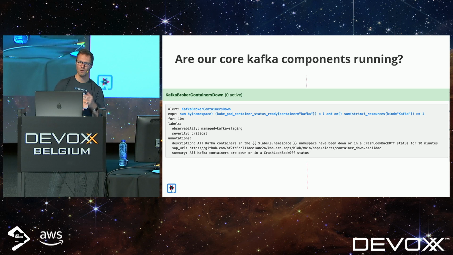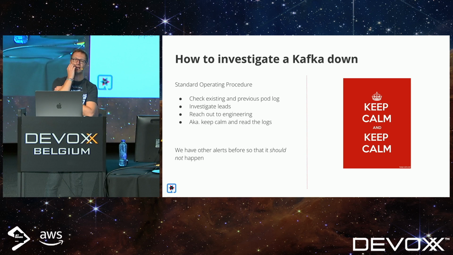Let's protect our core value, which is, let's say, the Kafka broker. So here we want to say, okay, if we have a thing in the namespace, is the status of those pods ready, and is the Strimzi resource saying that it's ready? If it's not the case, then we have a problem. And to investigate a Kafka down, due to the stateful aspect of it, it's like a keep calm and, well, keep calm. So again, get the logs, investigate what's going on, investigate any leads. It's a very wide, open-ended standard operating procedure, because this is the one thing that should not happen, because we would have lots of other procedures to anticipate that problem, right? And very quickly, you might want to reach out to engineering, especially around any kind of data-impacting aspect you might do. All right.